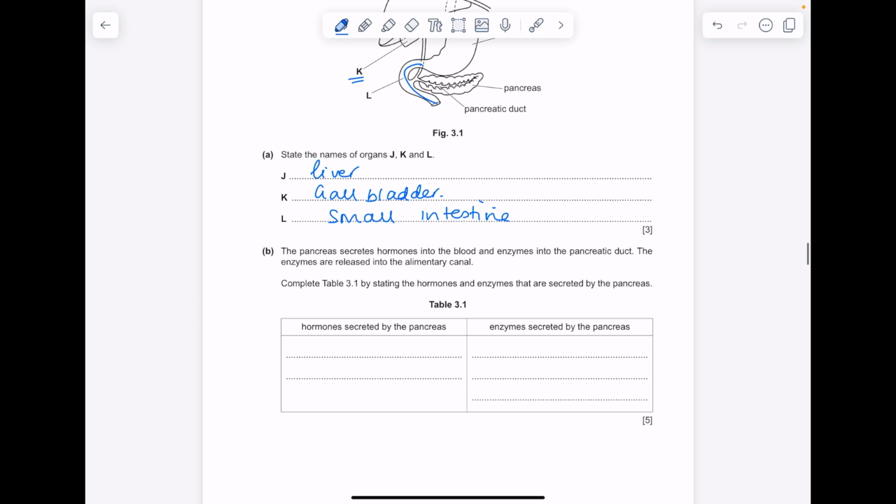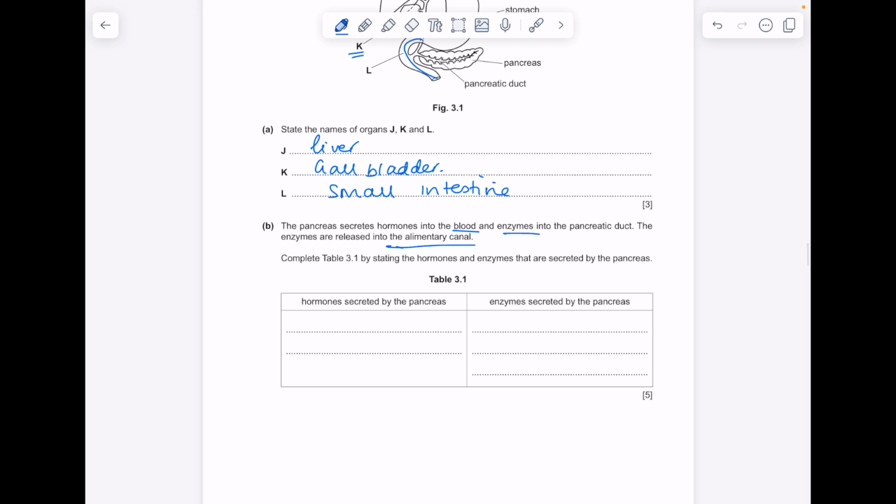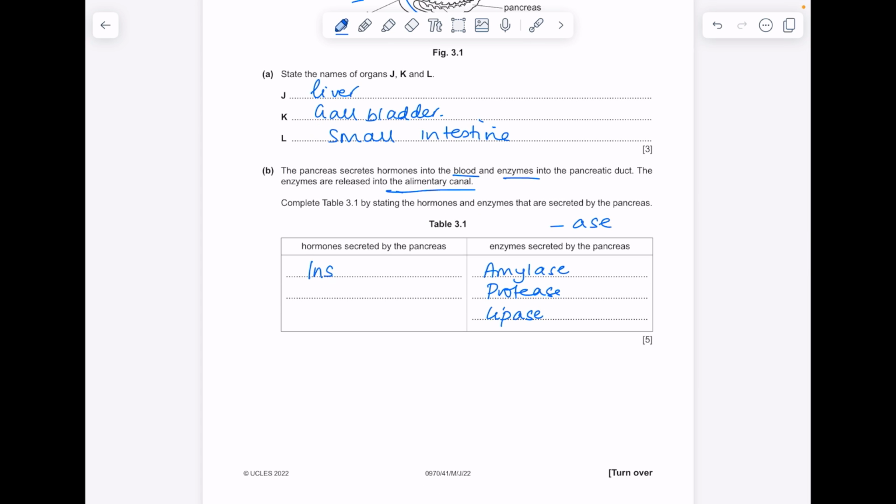The pancreas secretes hormones into the blood and enzymes into the pancreatic duct. The enzymes are released into the alimentary canal. Complete table 3.1 by stating the hormones and enzymes that are secreted by the pancreas. So enzymes, remember, end in A's. So we're talking amylase, protease, and lipase. Use the number of lines to guide you. In terms of hormones, we're talking about control of blood glucose levels. So really we need to talk about insulin here, which lowers blood glucose, and glucagon, which increases blood glucose levels.